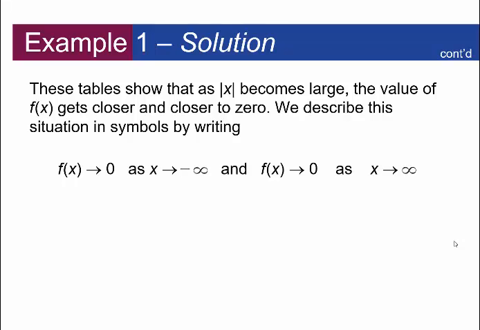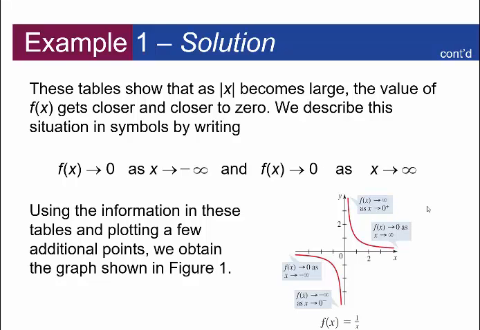We describe the situation as follows: f of x goes to 0 as x goes to negative infinity, and f of x goes to 0 as x goes to positive infinity. Using this information in these tables and plotting a few additional points, we obtain the graph that you're seeing here. As x gets close to 0 from above, the graph is going to shoot up to positive infinity.